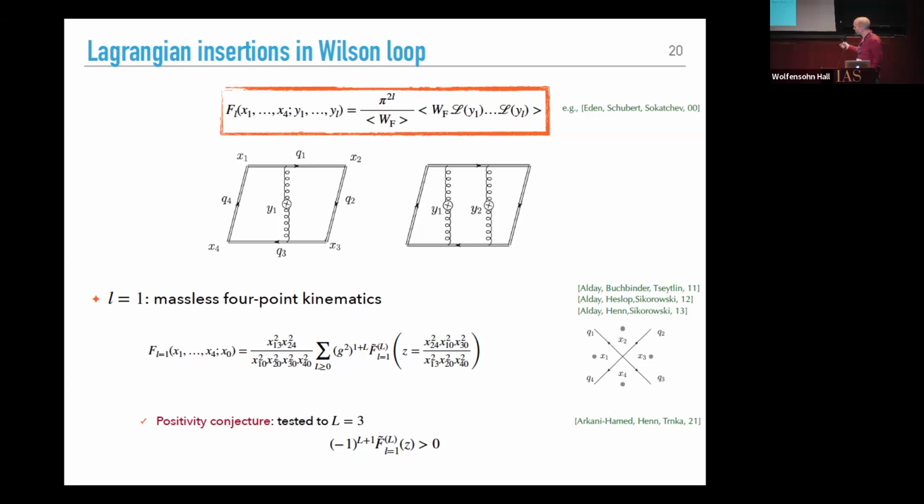Again, this has been studied by a lot of people, and there is a conjecture about the positivity of these coefficients in the expansion, and this has been tested up to 3 loops for the single Lagrangian insertion. And you can show that this happens.